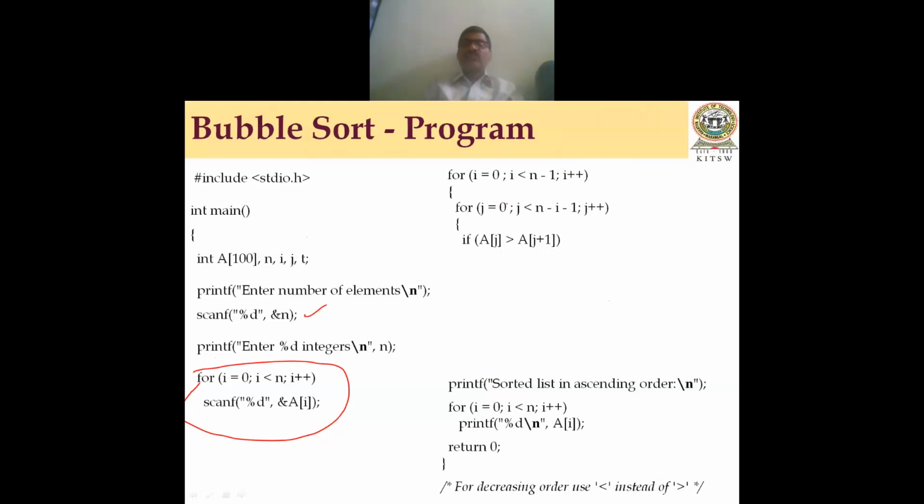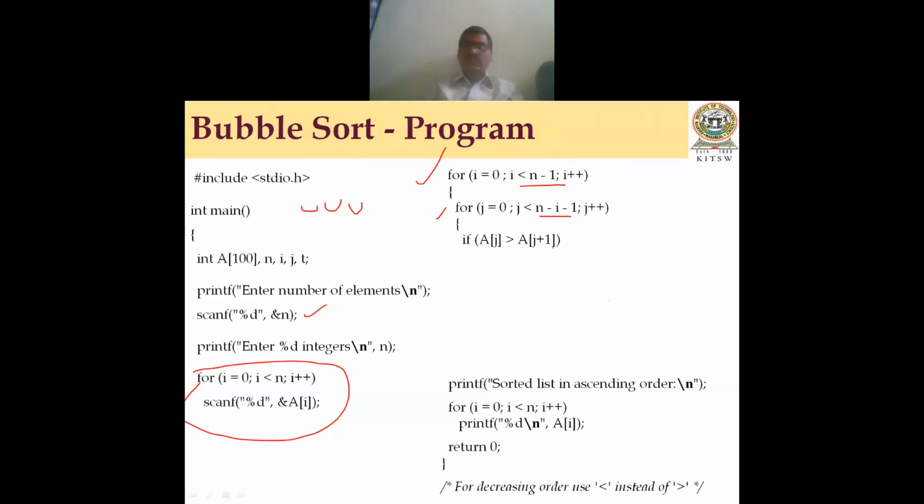We are performing n minus 1 passes, so the outer for loop we will write like this: for I equal 0, I less than n minus 1, I plus plus. And this inner for loop is used for comparing the adjacent elements during every pass. In adjacent elements comparison, we have n minus 1 comparisons in pass 1, and in pass 2 n minus 2 comparisons, like that. So we write j equal 0, j less than n minus I minus 1, j plus plus.